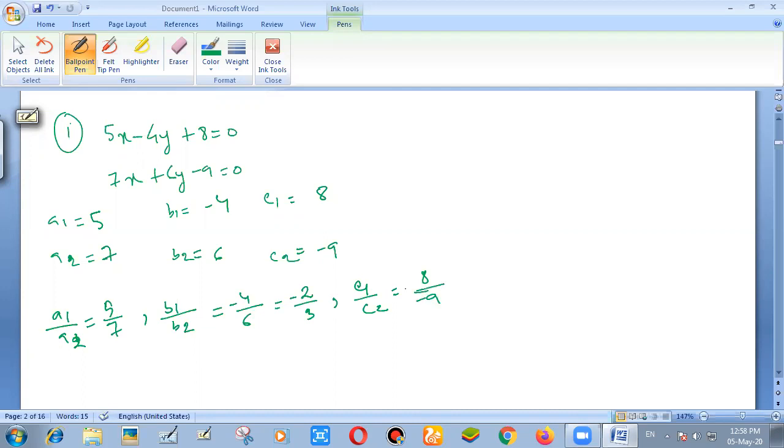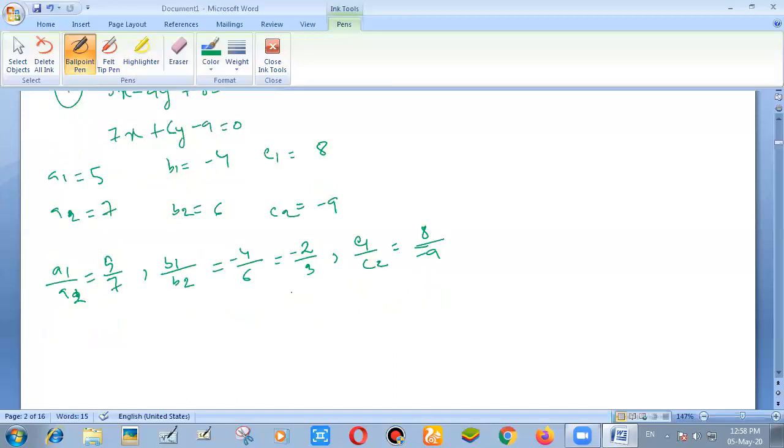Now see, if a1 by a2 does not equal b1 by b2, then there is no need to check c1 by c2. Do you understand what I am saying? But if a1 by a2 is equal to b1 by b2, then you have to check c1 by c2. Here a1 by a2 is 5 by 7 and b1 by b2 is minus 2 by 3. That means a1 by a2 does not equal b1 by b2.